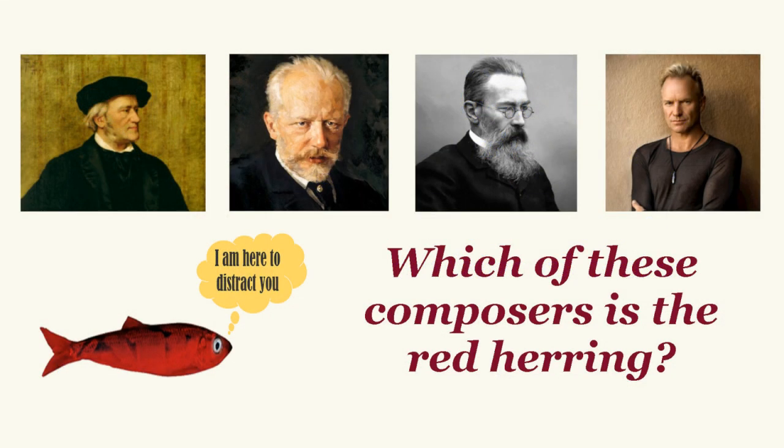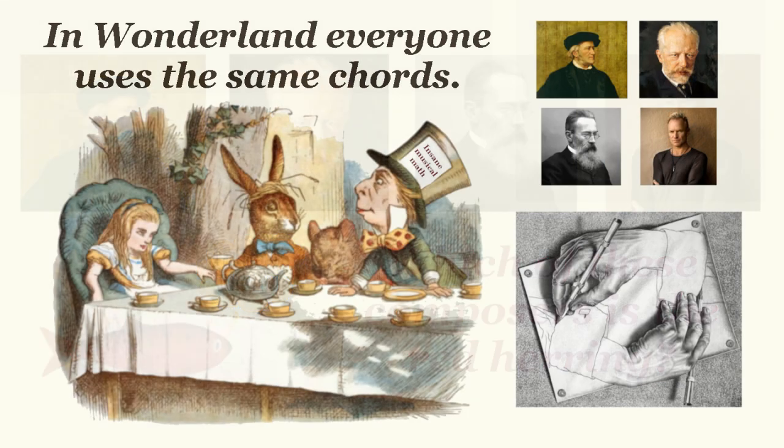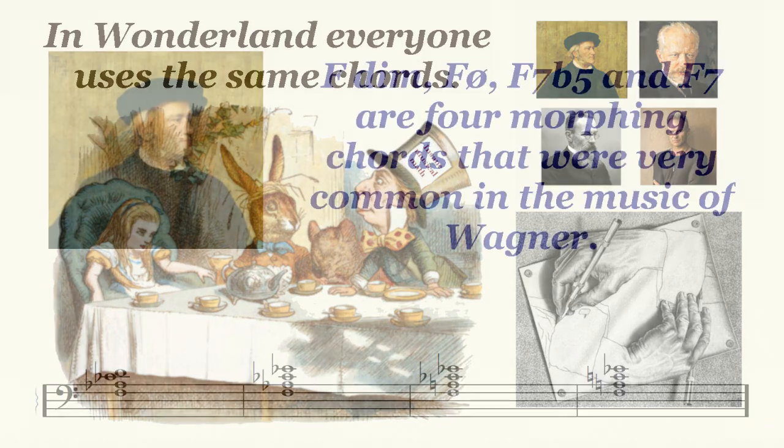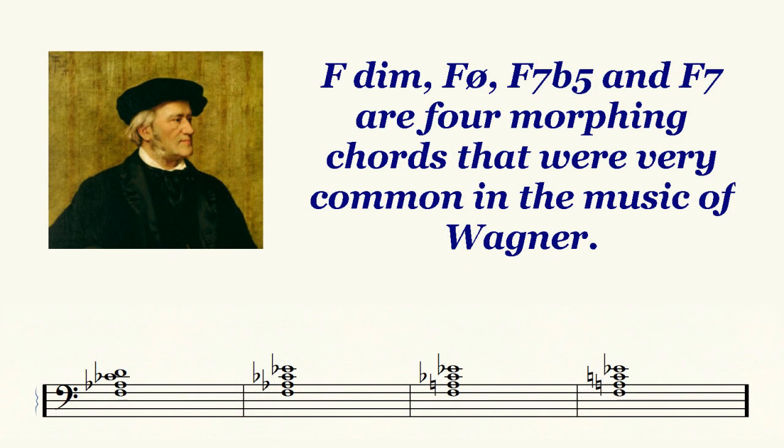One of these composers is a red herring. I threw him in just for fun. Now comes the rabbit hole. I'm going to go into more depth for each set of chords before I tell you who you might have picked. The first set of four chords is most typical of Wagner.